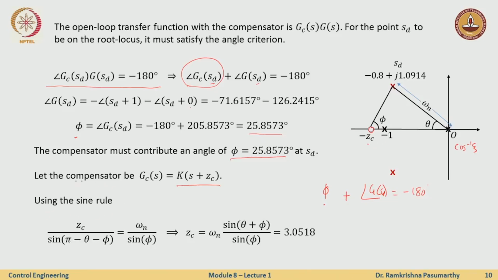I just use a very simple trigonometric rule: sine of theta minus phi over zc would be omega n over sine phi, and so on. Theta is known, phi is known, omega n is known. I get that the location of zc is 3.0518, somewhere here. Now I am not really worried about what this k is, because k does not contribute to the angle at all. So if I place my zc at this value, then the angle contribution of Gc times G is minus 180 degrees.